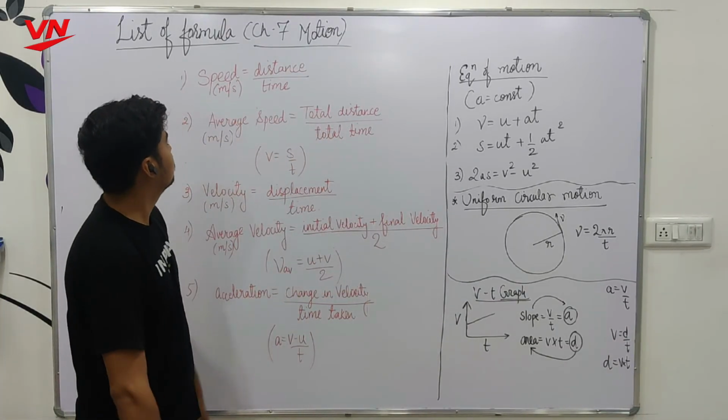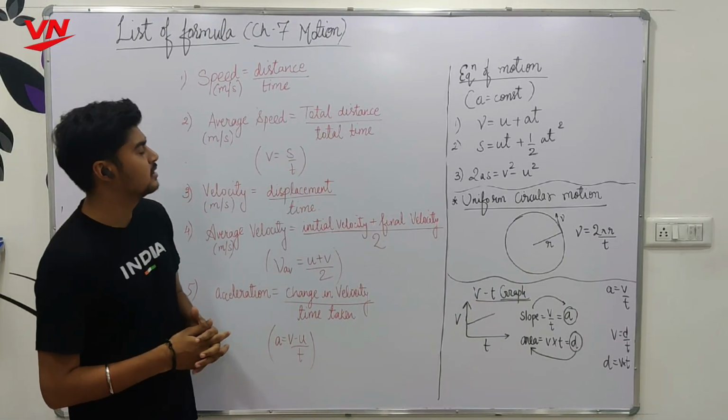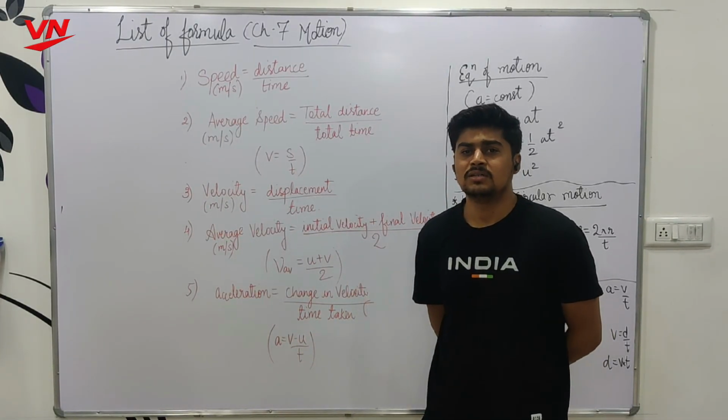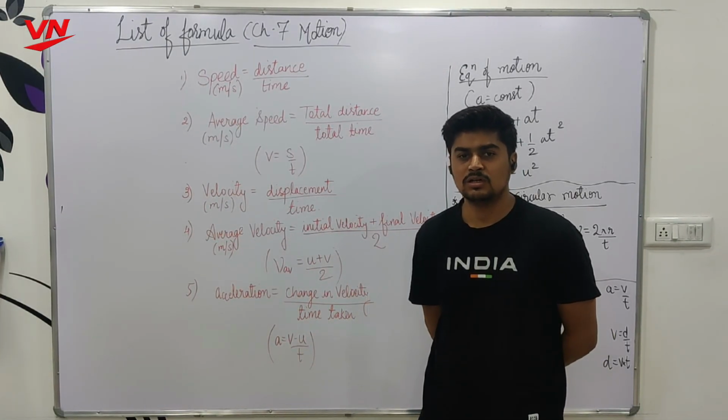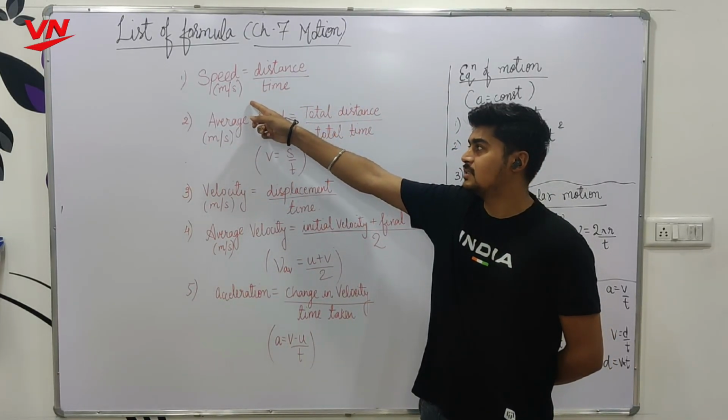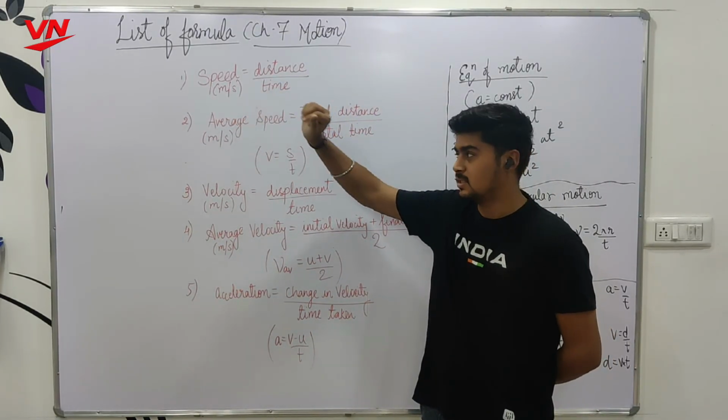As you can see, the first formula is of speed. We know that speed is nothing but the distance traveled in a particular unit time. Basically, distance by time will be your speed. The SI unit of speed is meter per second.